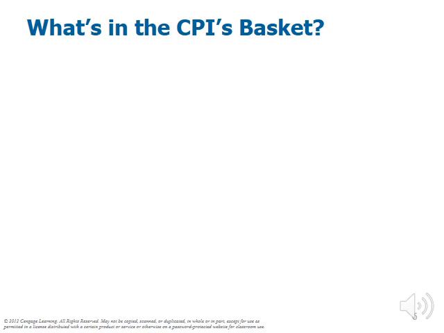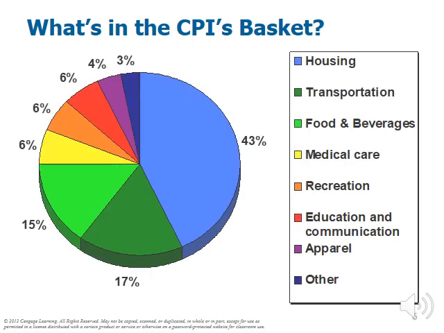We can take a look at the types of goods by category that are included in our fixed basket. What is in the fixed basket is revealed by this lovely pie chart. You can see that the largest component in the basket is housing. The smallest is miscellaneous other categories. We also have education and communication, apparel, food and beverages, and medical care. These are the types of goods that most consumers buy over and over and over again, and they constitute the goods in the basket.